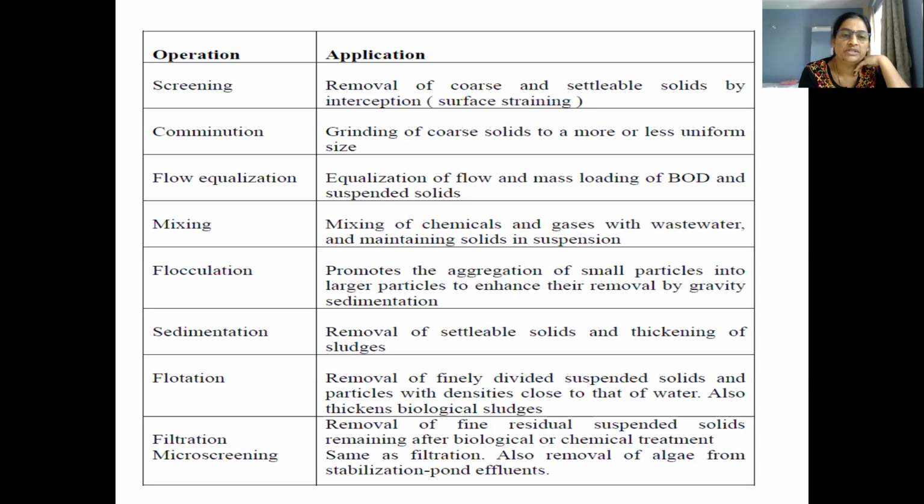So I was telling you mixing, flocculation, and sedimentation are for the removal of smaller particles. What happens in sedimentation? Removal of settleable solids and thickening of sludge. Whatever sludge particles are in suspension form, because of less weight and mass, are suspended in the water. So how to remove them? We need to convert them into larger size particles, and that is possible by adding some amount of chemicals, which help to convert them into larger particles, and then we can remove them in a sedimentation tank.